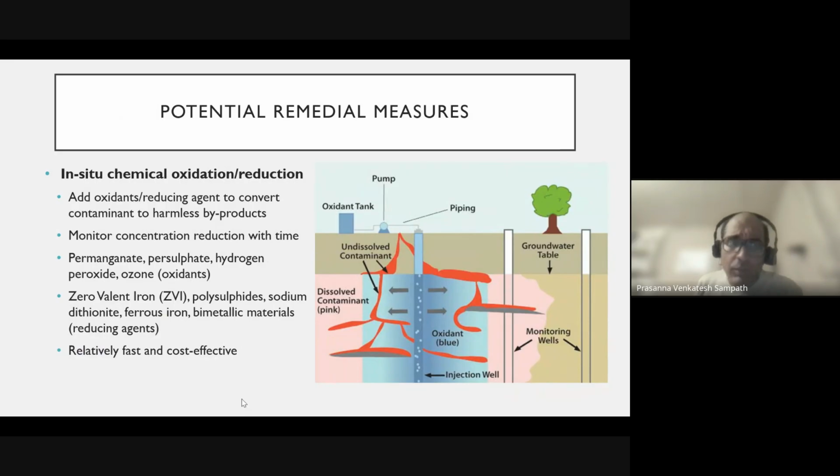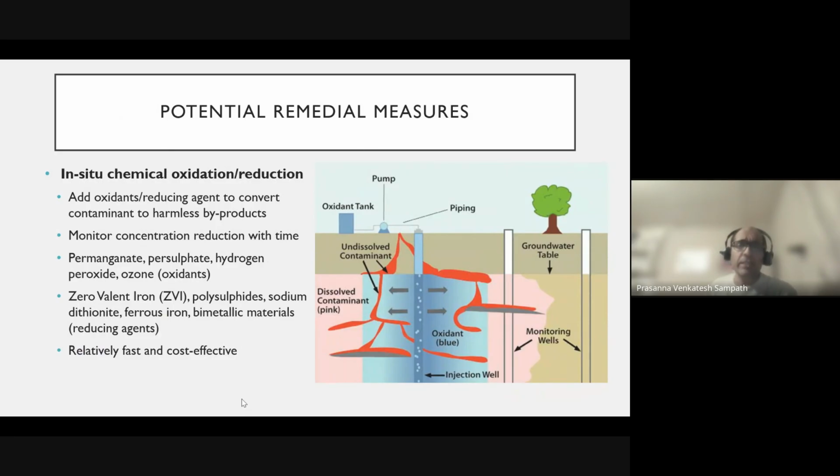One of the methods is called in situ chemical oxidation or reduction. Basically, the contaminant is present underground, and I install a well where I pump in some kind of an oxidizing agent or a reducing agent, which will convert the contaminant into some harmless byproducts. It seems like a fairly obvious way of handling it. If there is a contaminant present and I can convert it into something harmless, then that reduces the problem.